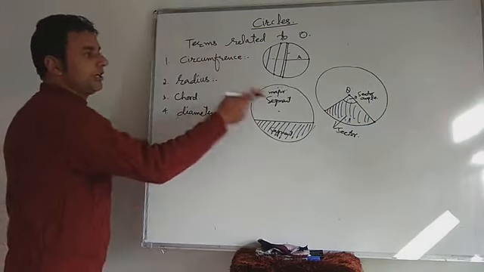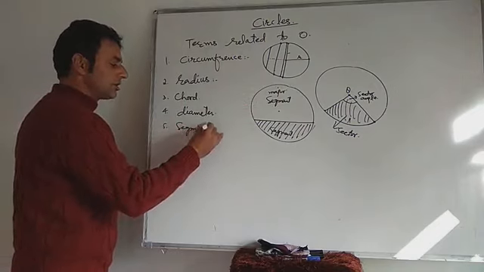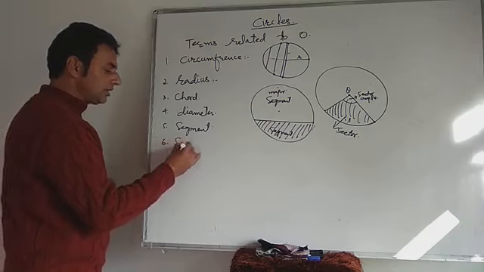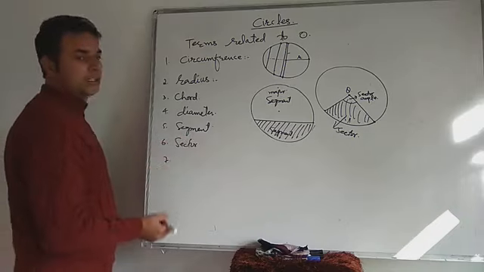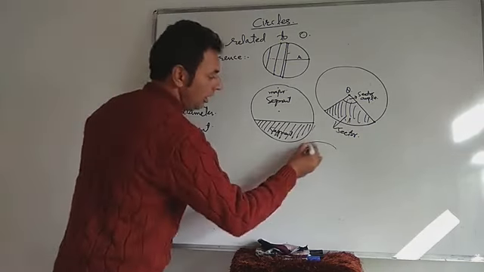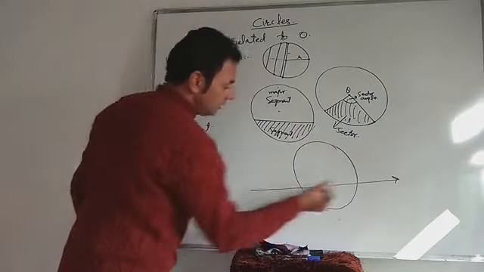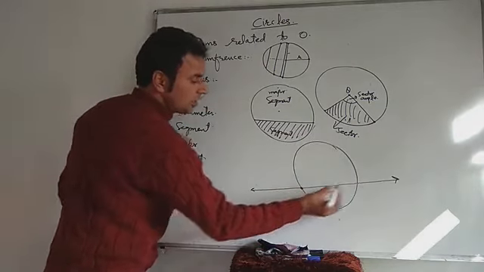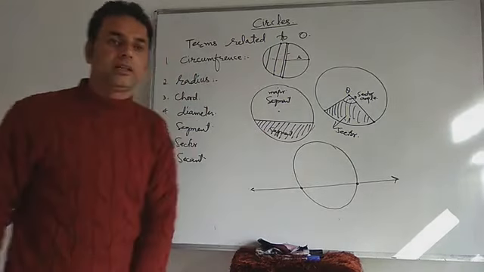Diameter is a term related to the circle. Segment is the term related to the circle. Sector is the term related to the circle. Secant is also a term related to the circle. See my dear, what is secant? If you draw a circle and you will draw a line, this line should intersect the circle in two distinct points. This line is called secant line.